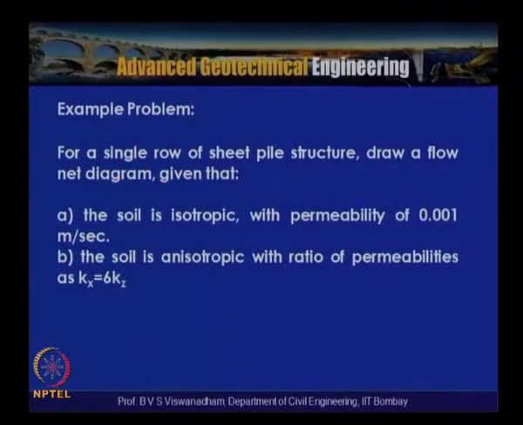Now let us look into some problems based on whatever we had discussed in the previous lecture. This is a problem for a single row of sheet pile wall structure. We need to draw the flow net diagram, given that in case A the soil is isotropic, with a permeability of 10 to the power -3 meter per second, and in case B the soil is anisotropic, where the ratio of the permeabilities Kx is 6 times Kz. So the first case is the isotropic.